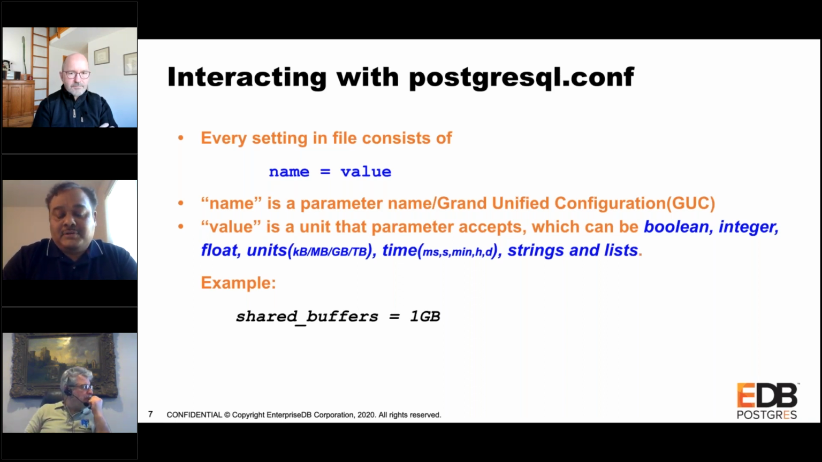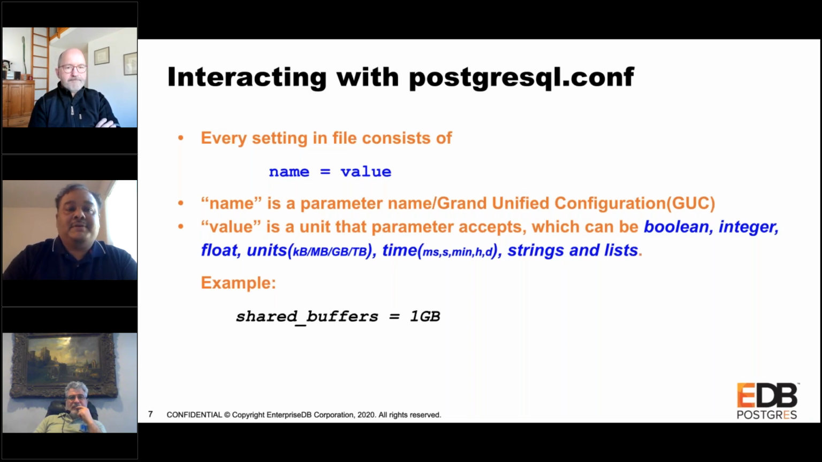For example, if I want to change a memory parameter like shared buffers, this is how I need to give. So the left side is the value name, and the right side is your unit. And this is how you have to set. Now going forward, so this is about the postgresql.conf file, and how you set it.